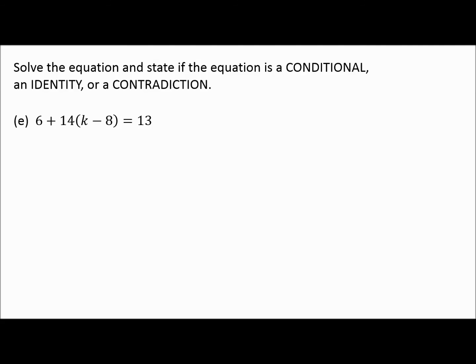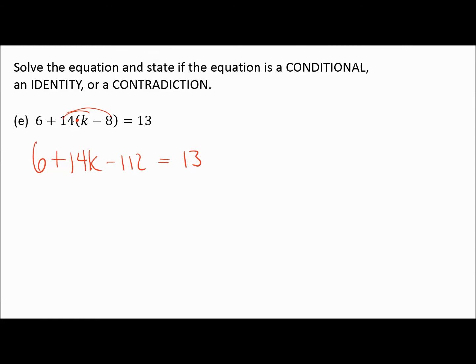And I noticed this left-hand side, we can distribute. Now, again, it still may be your tendency to want to add 6 plus 14. You can't do that because multiplication, remember this is multiplication, comes before addition. So I have to distribute the 14 inside. So this gives me 6 plus, and then 14 times k is 14k, and then 14 times negative 8, I'll do that in my calculator. Is minus 112, and the other side is simplified at 13.